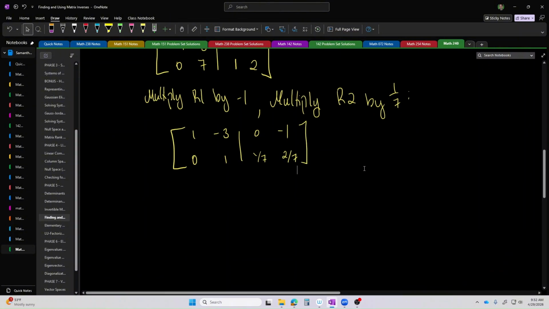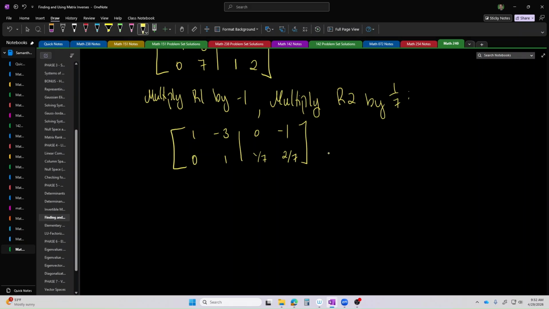And then almost finished, all I need to do is eliminate these values above the 1 in the second column. So I can do that by adding 3 copies of row 2 up into row number 1. -7/7 plus 6/7, -1/7.